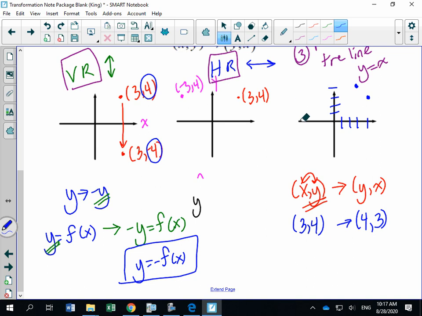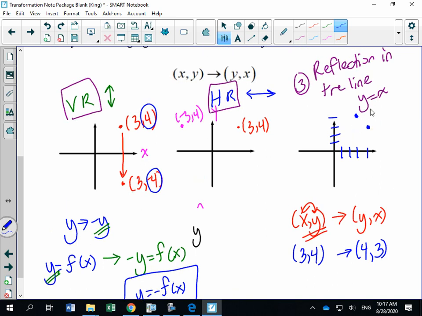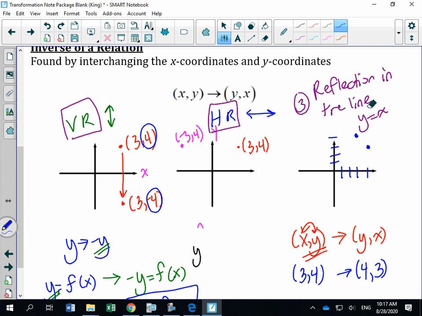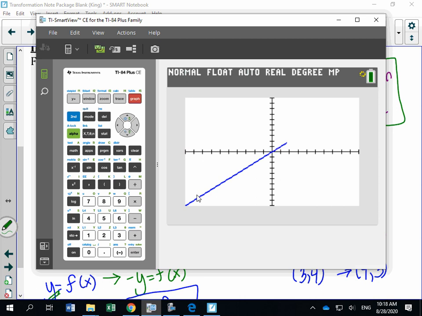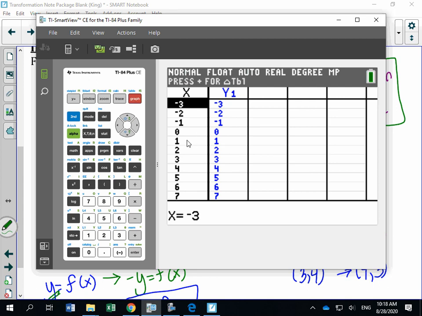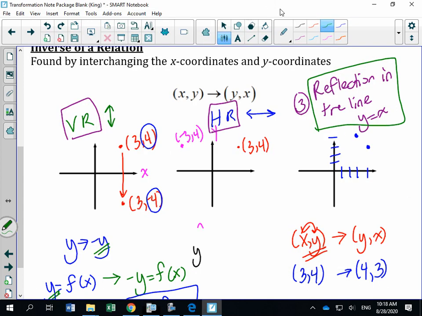And you might say to me, okay, well, how are these reflections of each other? They are reflected in the line y is equal to x. So if I draw the line y is equal to x, I've got x in there. So this is the line y is equal to x, right? Here's the table of values for y is equal to x: 1, 1, 2, 2, 3, 3. So it's a straight line.